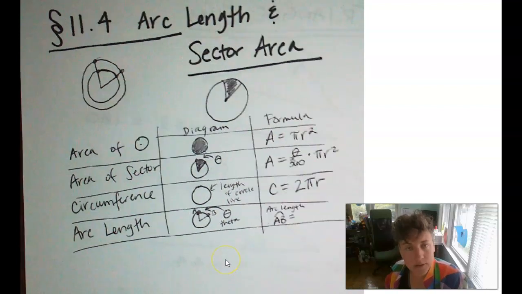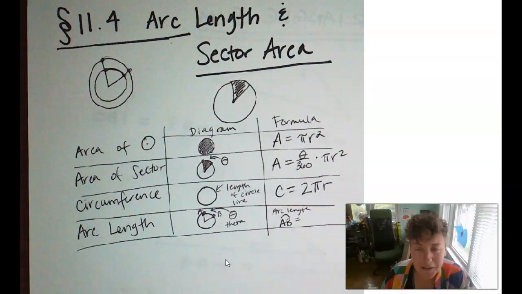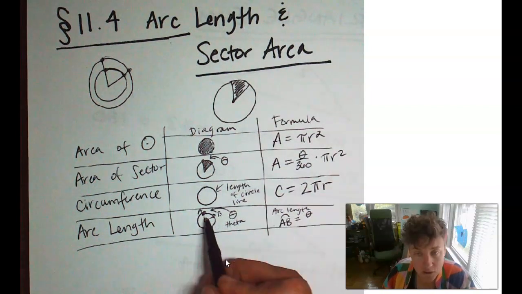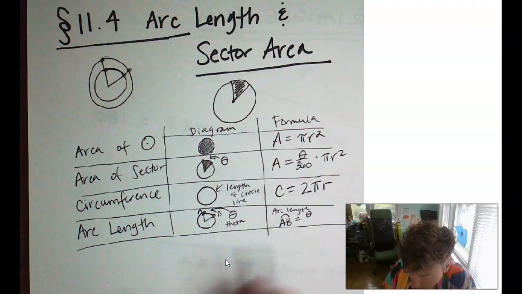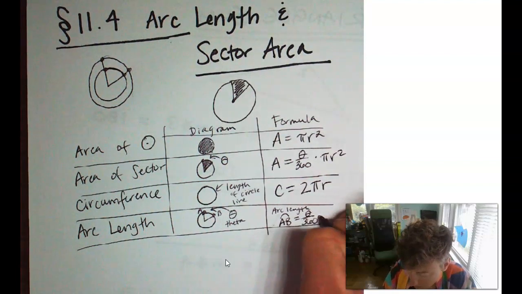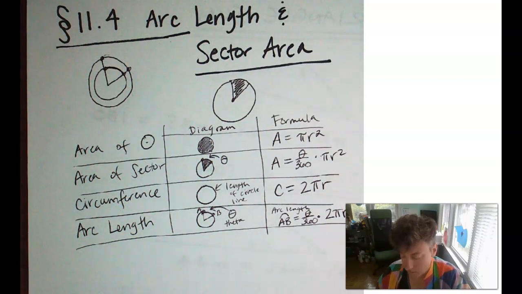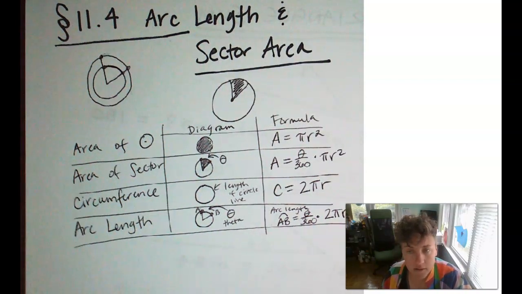The arc length is going to be that theta measure, that degree measure, divided by 360 times the circumference, 2 pi r.